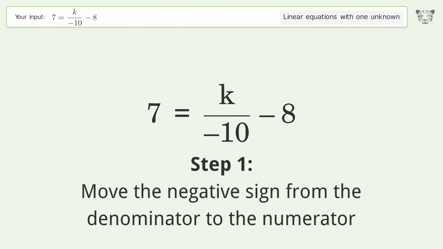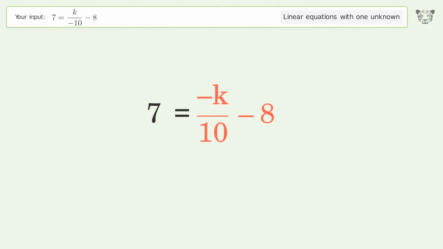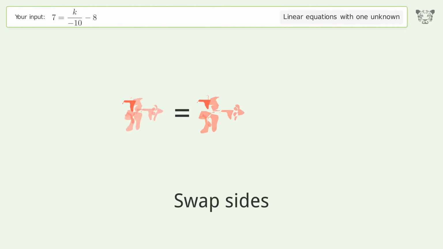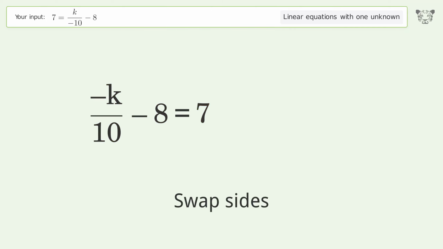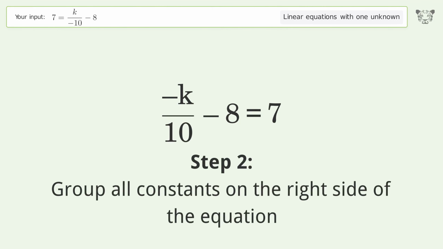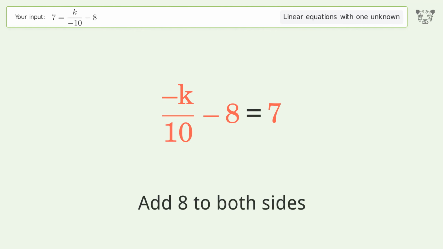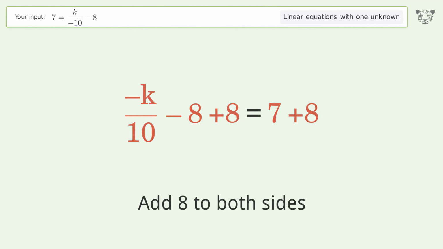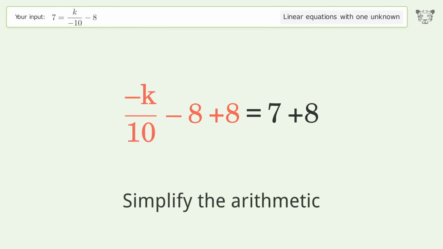Move the negative sign from the denominator to the numerator. Swap sides. Group all constants on the right side of the equation. Add 8 to both sides. Simplify the arithmetic.